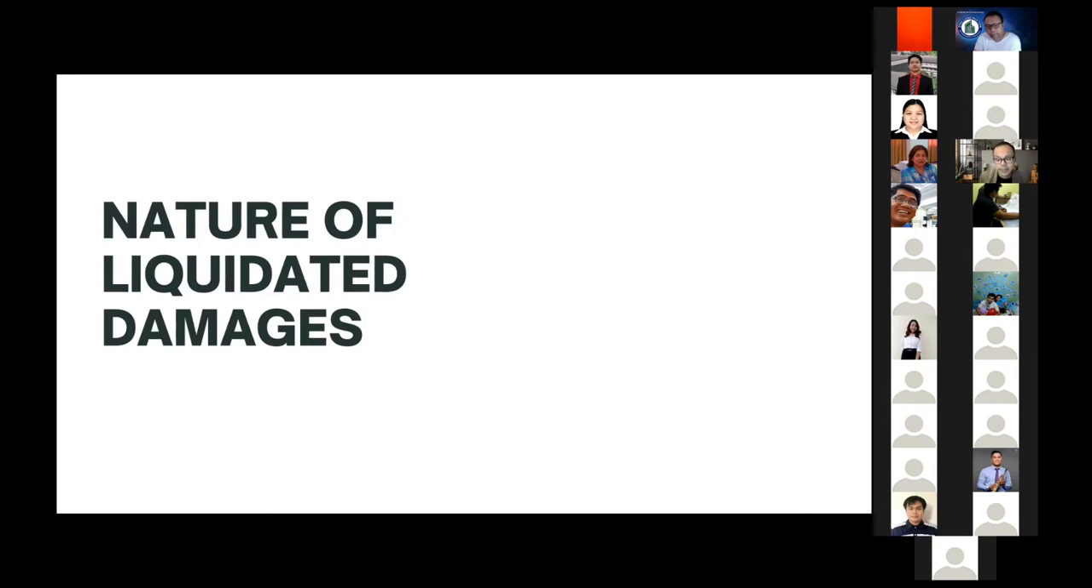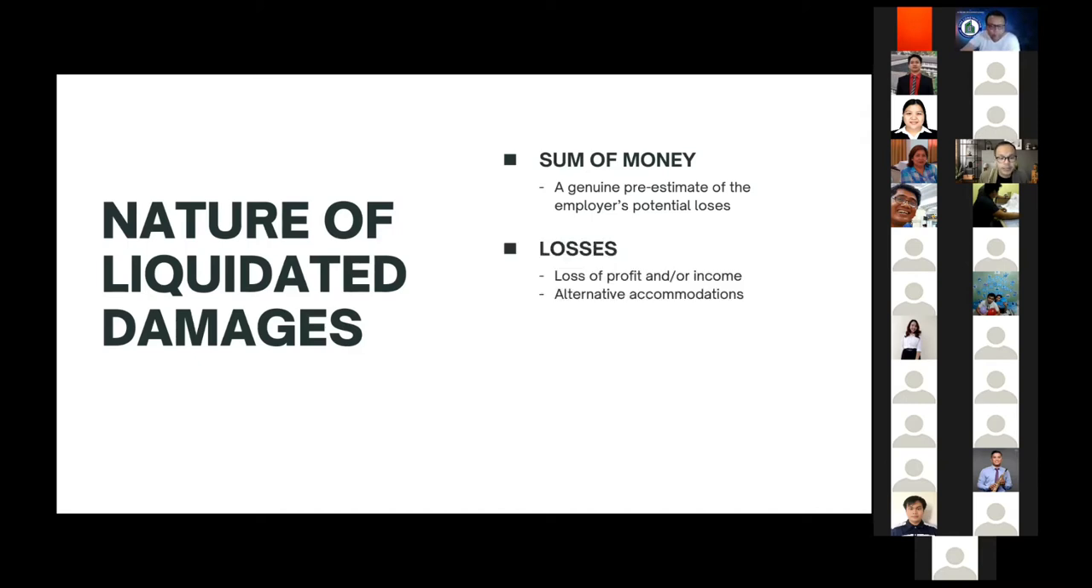So hence the question, what is liquidated damages? Liquidated damages are an agreed sum of money that becomes payable by the contractor to the employer in the event of the contractor's breach, say for example, delay in performance, or what we call culpable delay. Liquidated damages, or liquidated ascertained damages in some jurisdictions, is a genuine pre-estimate of the employer's potential losses, which may include loss of profit or income, cost of financing, alternative accommodations, and so on and so forth.